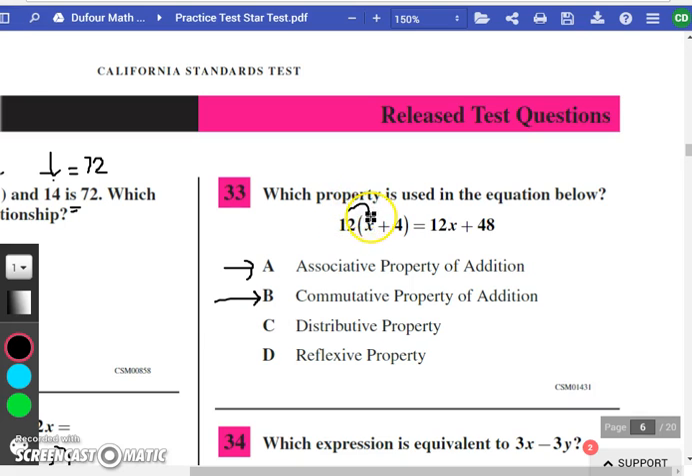What does that mean? Well, you've seen me draw these arrows with regards to parentheses so many times. What does this mean? Well, anytime you think of parentheses, think of multiplication. So 12 times x is 12x.